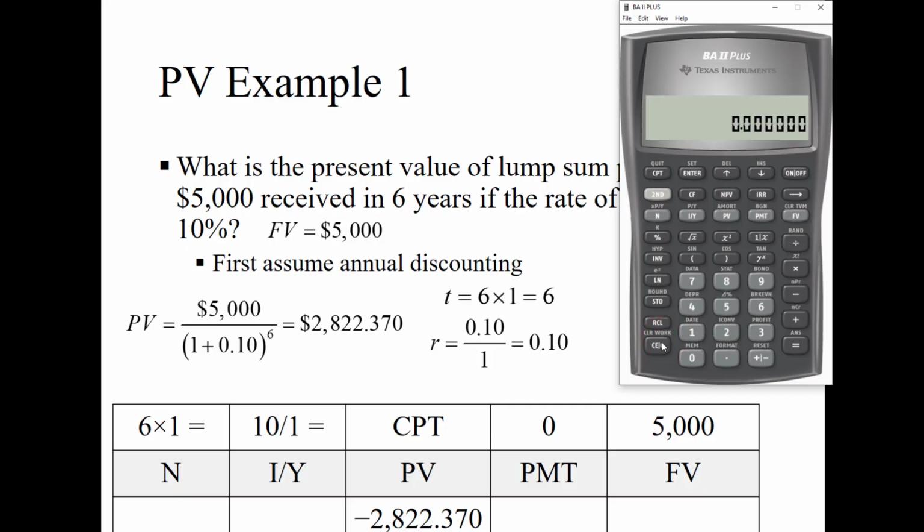Our N is going to be equal to 6, so I'll type in 6 and then hit the letter N. Our interest rate is going to be 10%, so I'll type in 10 and then IY. We're calculating our present value, so I'll skip over that portion. We do not have an annuity in this problem, so 0 is going to be our PMT. Our future value is going to be the amount that's going to be received in the future, and in this case it's $5,000. Because we are receiving that amount, we're going to leave it as a positive value. So I'll type in 5,000 and then hit FV.